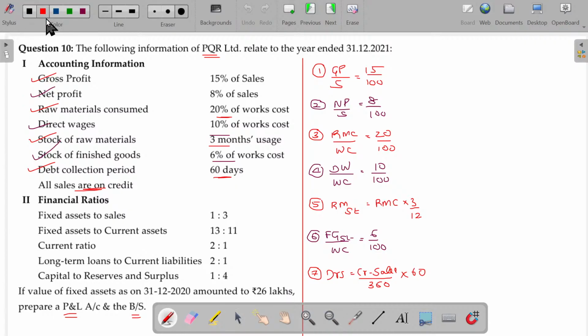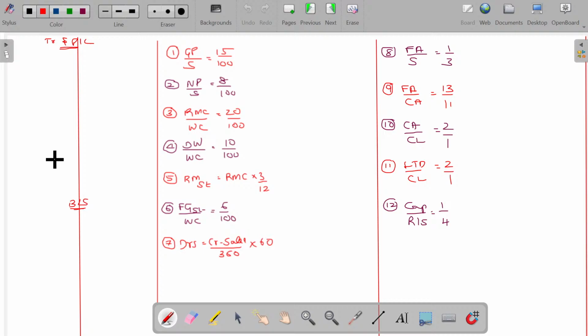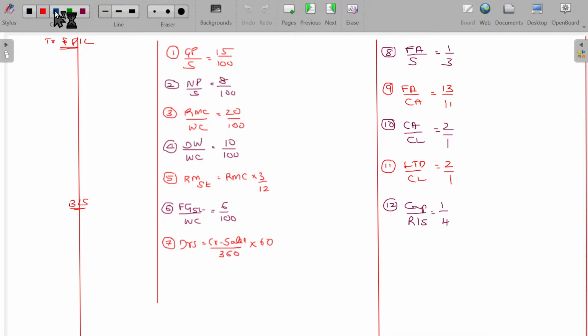We have been given only one value here. The value of fixed assets as on the date amounted to rupees 26 lakhs. All the sales are on credit. So fixed assets total being 26 lakhs, 2600. I put the values in thousands.